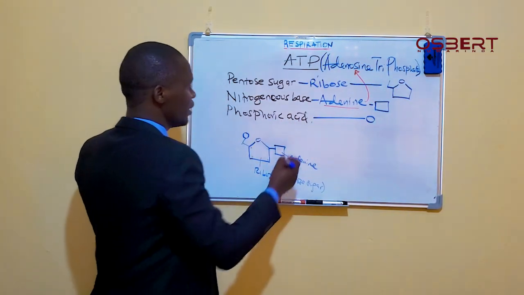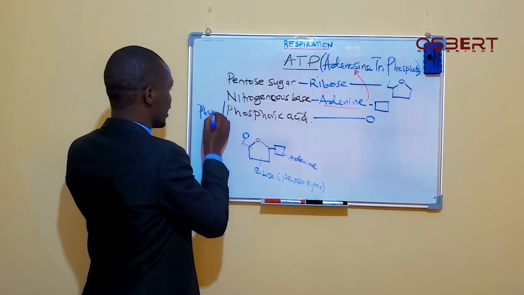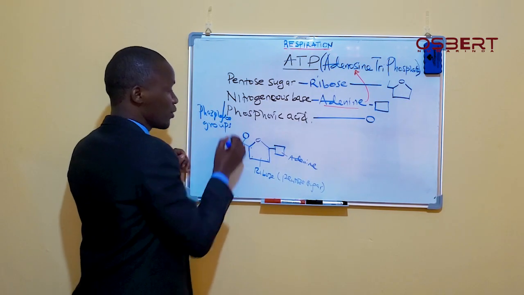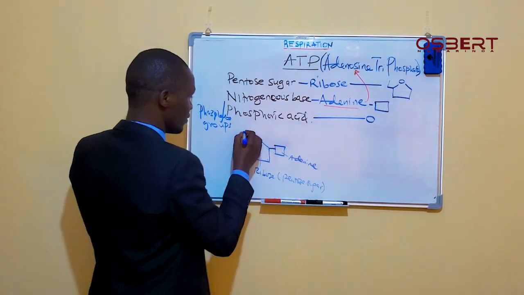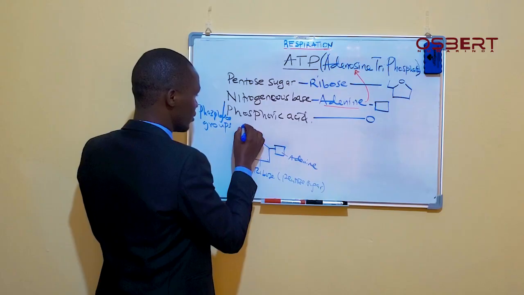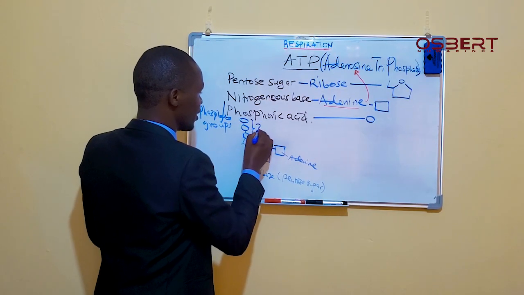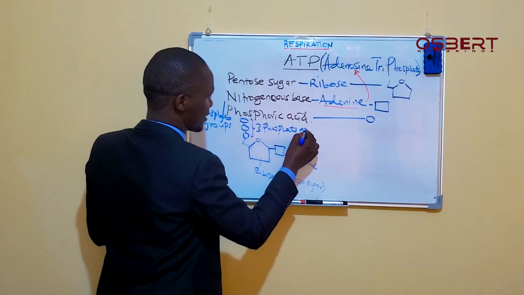So here I can also put phosphoric acid, I can also put phosphate groups. Here I can also put phosphate groups. So it means here we have how many? We have 3 of them. So you have one, you have another one, you have another one. And by the way, these are the 3 phosphate groups that are attached there.